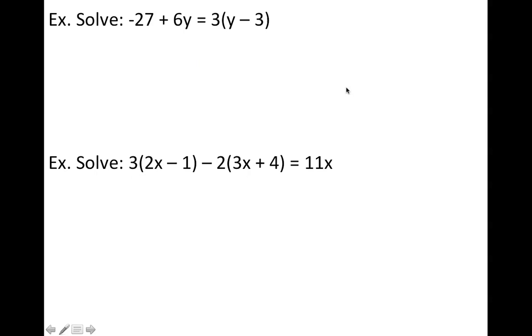Alright, so the first one, negative 27 plus 6y equals 3 parentheses y minus 3. Go ahead and work this one out. Hopefully you notice with the parentheses on the right-hand side of the equation that you need to distribute through. So go ahead and pause, work both of these out, and figure out what you get for y in the first equation and x in the second.